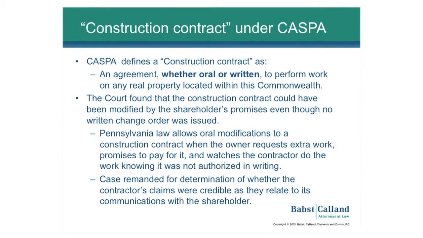In essence, this is pretty established law in Pennsylvania, so this isn't something that was new. In Pennsylvania, even if a contract has a no oral modification provision or requires written change orders, the law allows that the contract can in fact be modified. Essentially, if the owner is requesting extra work, promises to pay for it, watches a contractor perform the work, and then ultimately doesn't pay. That was nothing new in this case, but that was one of the issues. The court remanded it again to determine whether or not the contractor in fact made those promises.